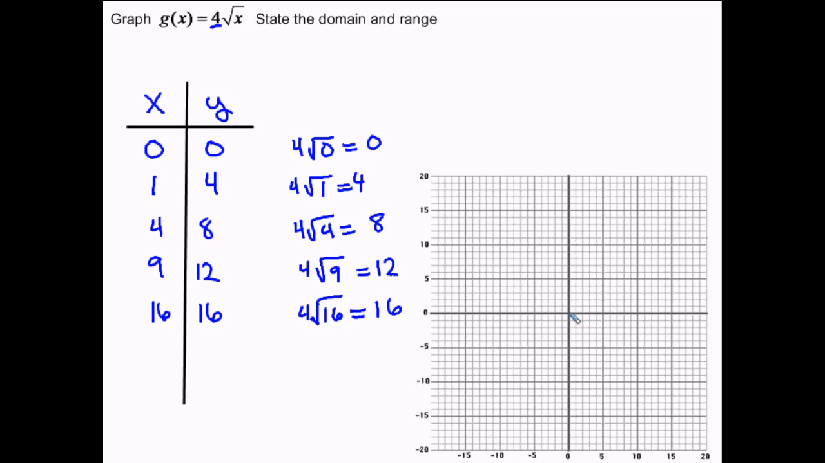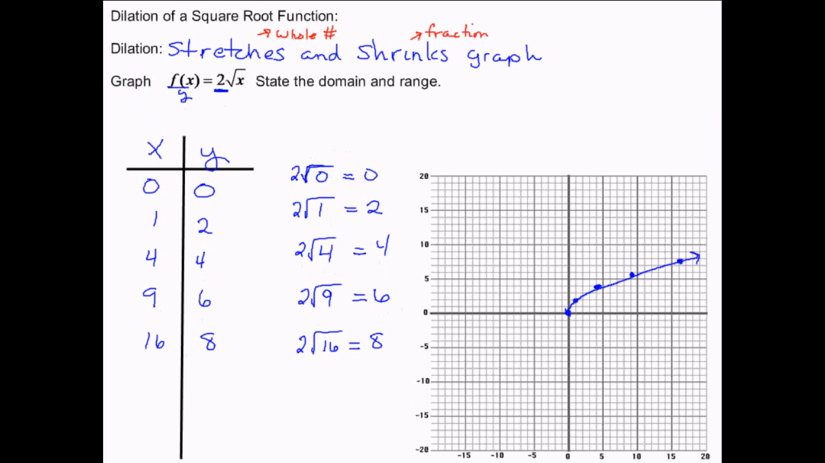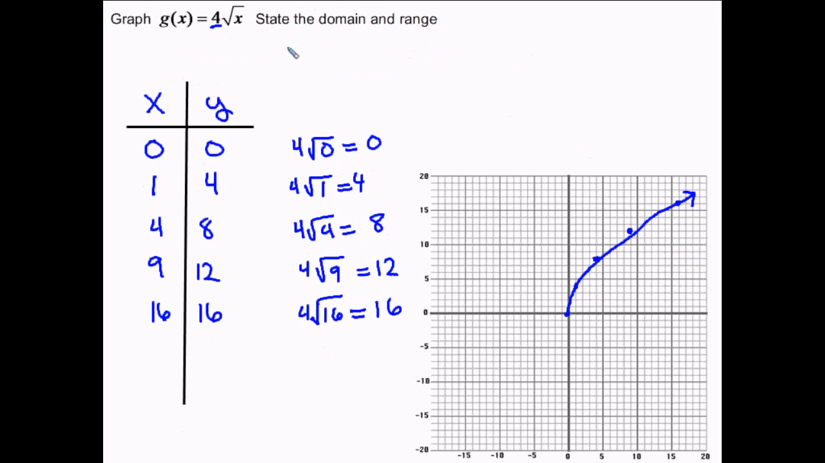So I can plot this one. I have 0, 0. I have 1, 4, 4, 8, 9, 12, and 16, 16. And connect those with a curve. And if we compare this graph with our previous graph, you can see the dilation, you can see the stretching. We took this graph and we stretched it up like that.